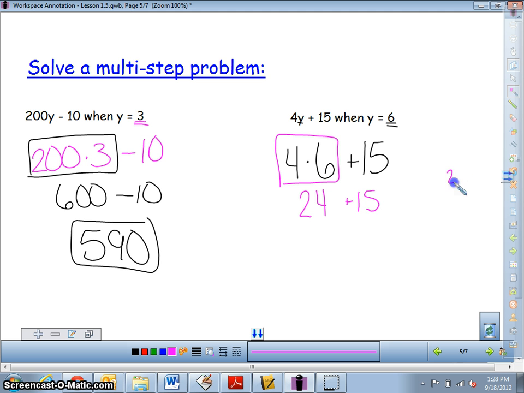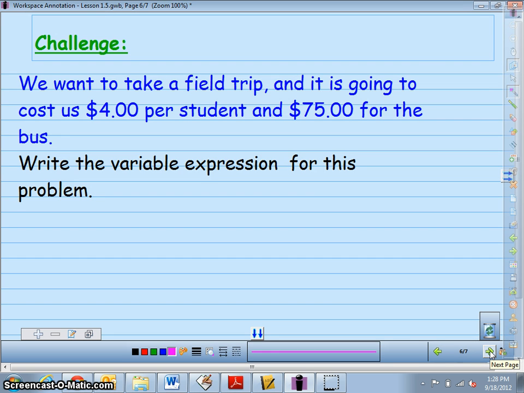Don't forget, if you need to rewrite it and do it that way, that's okay too. 4 plus 5 is 9. 2 plus 1 is 3. Your answer to this problem is 39. You guys are doing great. Keep it up. All right, so here's a challenge.